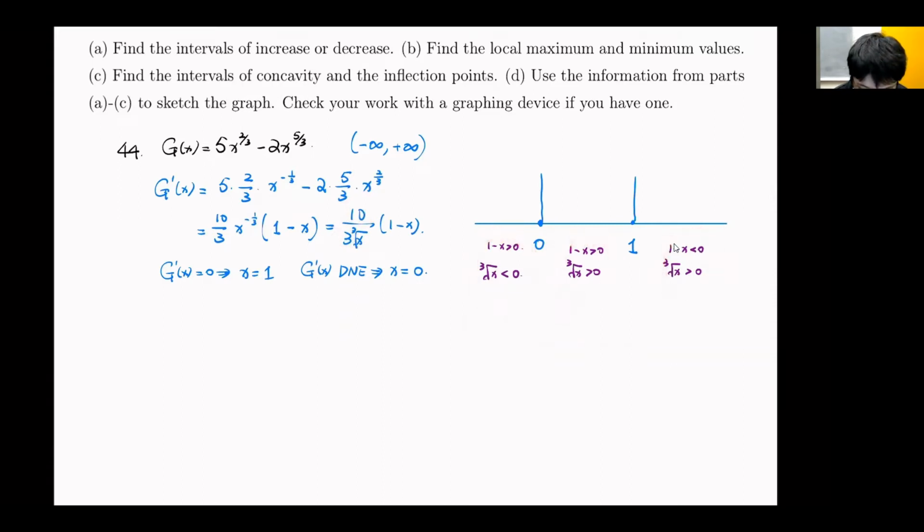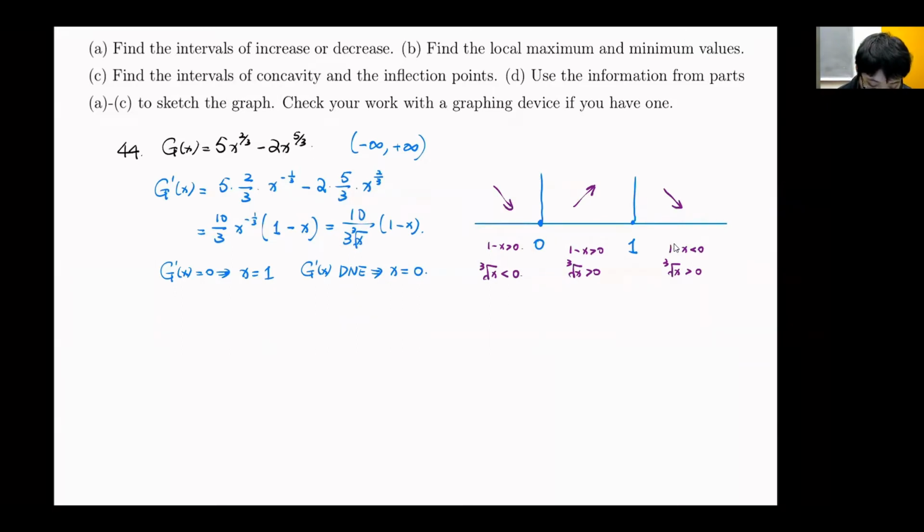And it's pretty easy for us to determine that over here the function is decreasing because the product of these 2 factors is negative, and over here the function is increasing, and over here the function is decreasing. Okay, so this finishes the analysis of increasing and decreasing intervals.